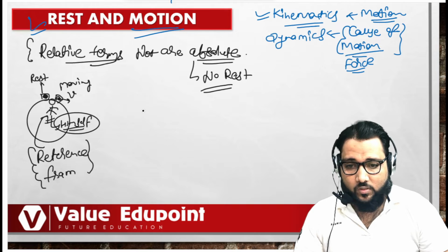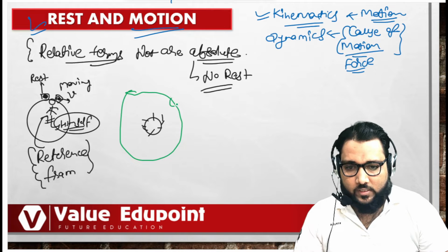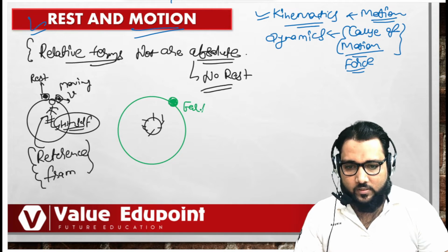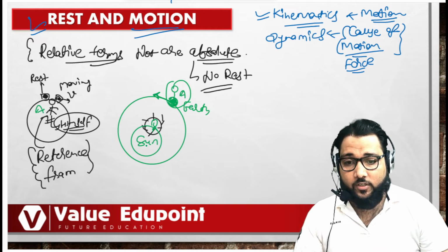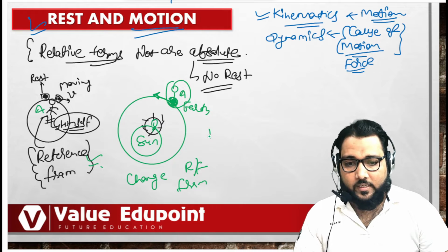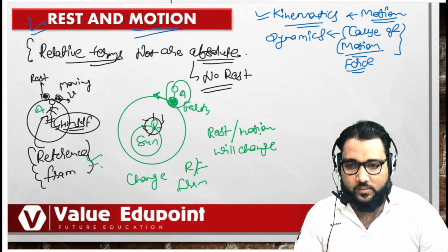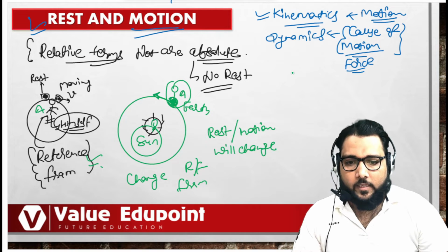If you look at the solar system, this is our sun, and the earth is rotating around the sun. One guy is sitting here, suppose this is person A, and person A is also moving with respect to the sun. Again, the sun is the reference frame. So when you change the reference frame, the definitions of rest and motion will change. So to define rest and motion, which are relative terms, we require a reference frame.